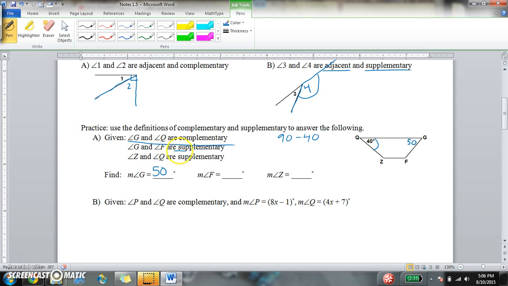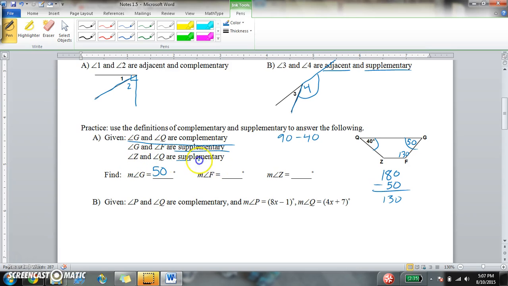Then it says G and F are supplementary to each other. Supplementary means they add up to 180 degrees. So if G is 50, to find F, I would take that 50 away from 180 because I know that F and G have to add up to 180 total. So if I subtract that, I get 130 for F. So now F is 130, G is 50, they add up to 180 together.